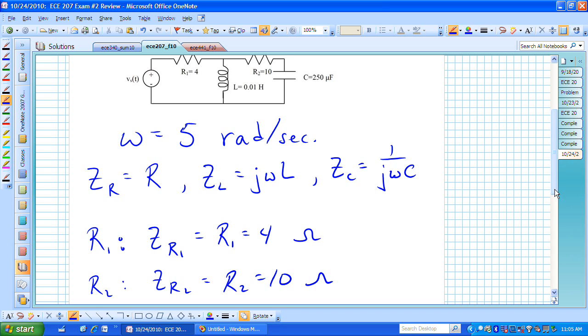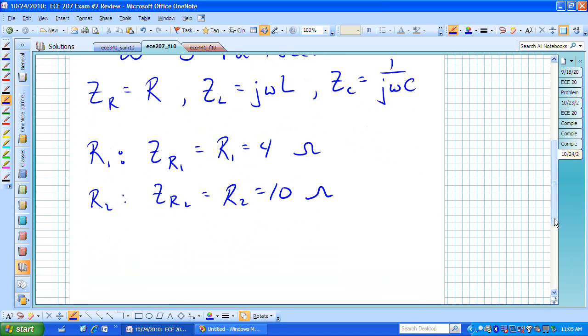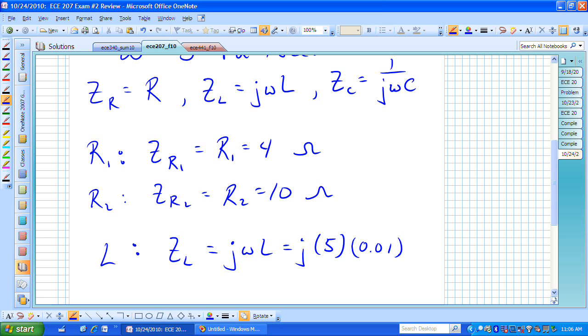The others are too. All we have to do is plug those values for L, use the omega that we've just found from the source, which is 5, and plug those into the appropriate formulas. For our impedance of the inductor, Z sub L, it is just j omega L, which is j times 5, and that's in radians per second. That's the only hard part of this problem. We need to make sure our units are consistent.